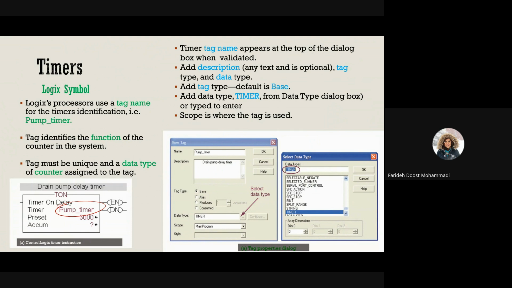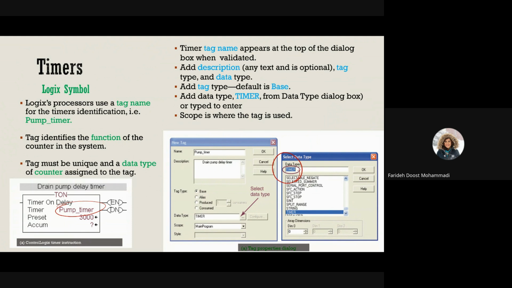And then in the tag window, you have to declare the type as timer. So over there, you're going to say that, for example, I have pump timer, and the type is going to be timer type. As soon as you have the type declared to be timer, then everything is good.